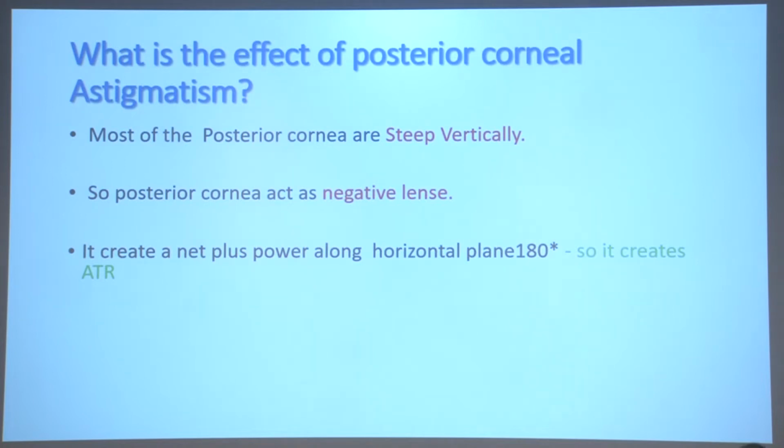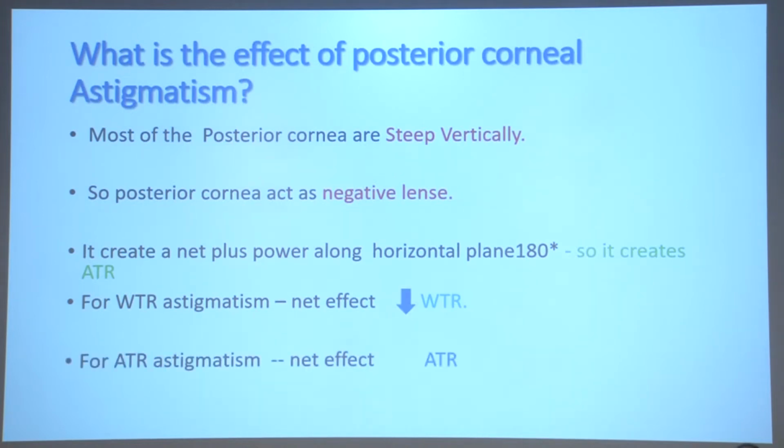So if your patient has a pre-existing with-the-rule astigmatism, the net effect will be a decrease in the with-the-rule, and if the patient has against-the-rule astigmatism, the net effect will be an increase in the against-the-rule astigmatism.